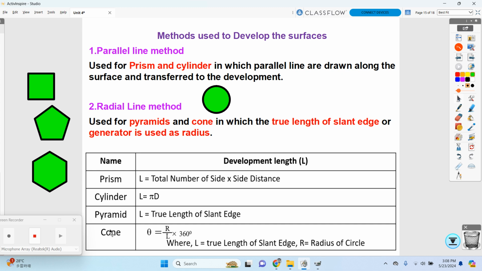But in the case of a cone, theta is equal to R by L into 360, where L is the true length of the slant edge and R is the radius of the circle. So theta is equal to R by L into 360. With this formula, we can develop the development section of our drawings. Please take down this. With these four conditions, we proceed with the parallel line method for prism and cylinder, and the radial line method for pyramid and cone. These are the four major methods to develop your development length. Shall I move to the next slide?